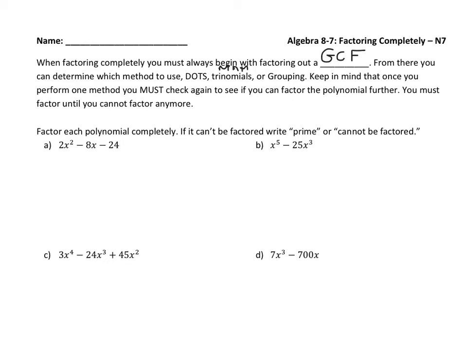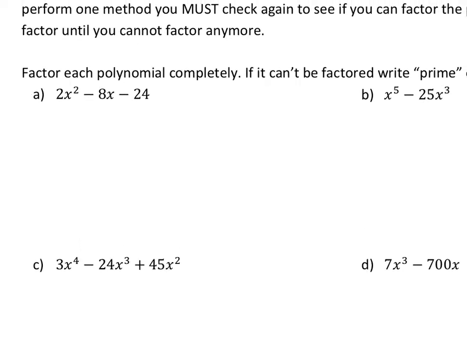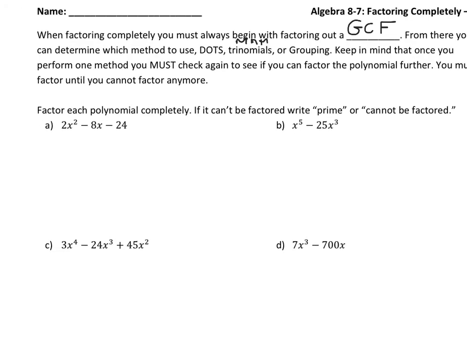We start with our GCF, and then we take a look and see, is it a binomial, trinomial, or four terms? And then we can determine, are we going to use dots? Are we going to factor the trinomial using MAM? Or are we going to use grouping? So always start with the GCF. We're going to do a few of these together, and then you're on your own. Factor each polynomial completely. If it can't be factored, write prime or cannot be factored.